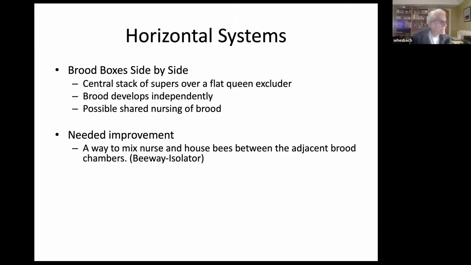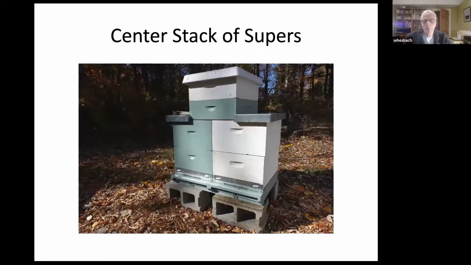So a horizontal system is really interesting, and I touched on it earlier. I'm going to show you some photographs of how it works. And now there's a needed improvement. I'm talking about this bee-weight isolator. I'll talk about that in a minute, because it's such an interesting thing that somebody developed way back in the day, and it never got made. But it was kind of interesting, and it solved this problem. Let me show you what's going on here.